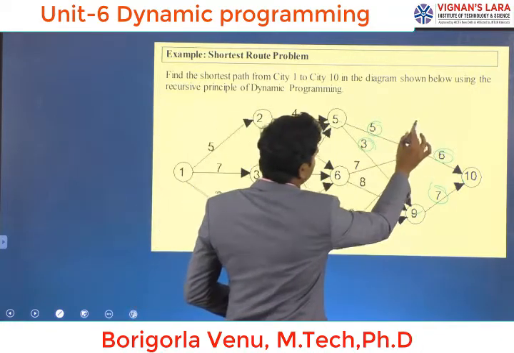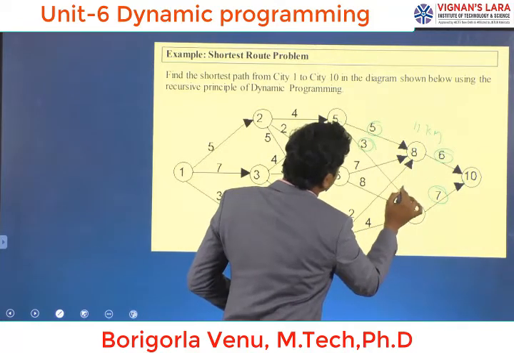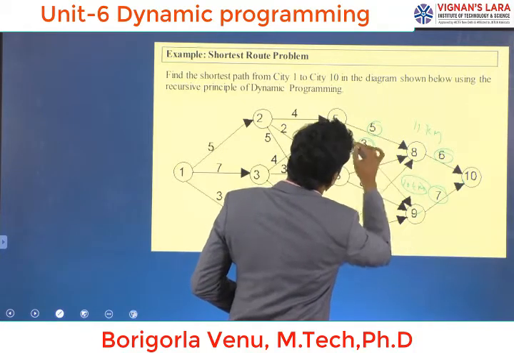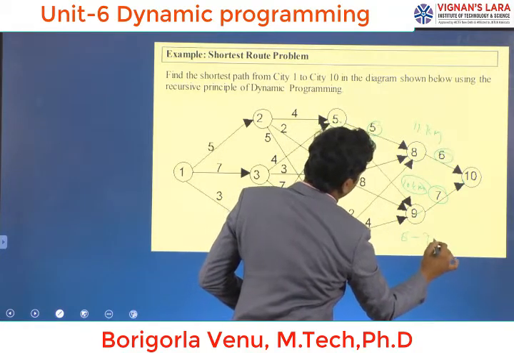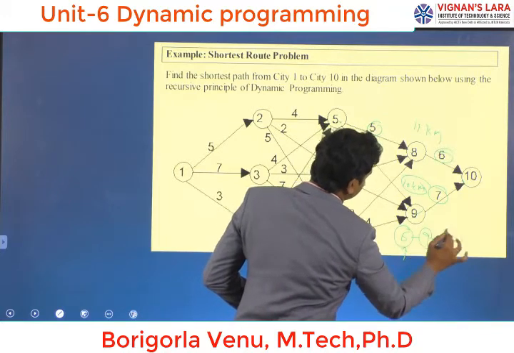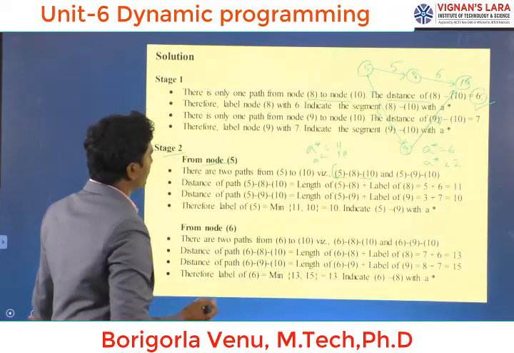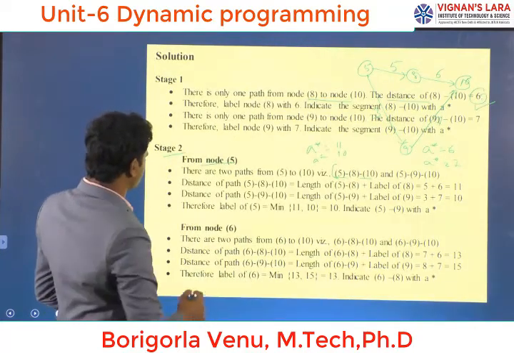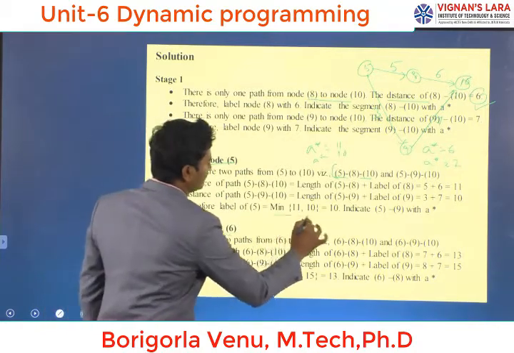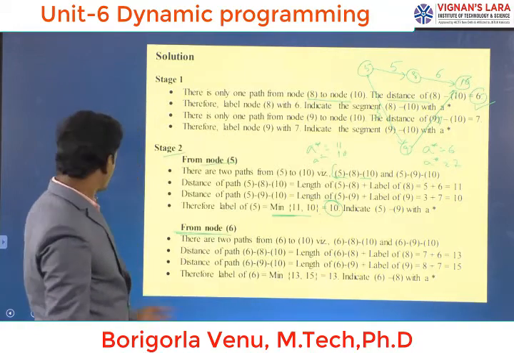Here the distance is 11 kilometers. Coming to this route, the distance is 10 kilometers. So obviously we are going to choose from 5 to 10 the route 5, 9, 10. It means 5th station to 9th station, 9th station to 10th station we are going to take. Similarly, we are going to calculate the other points also from node 6. Here the minimum value is 11, 10. From these two, 10 is the minimum.